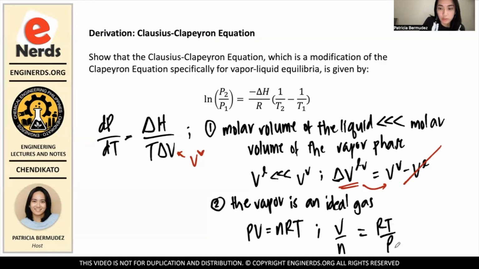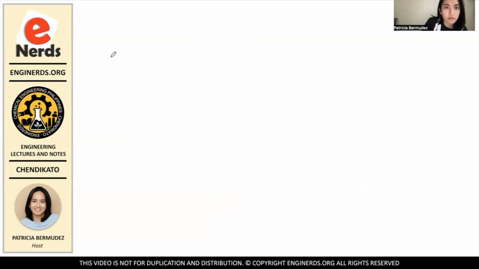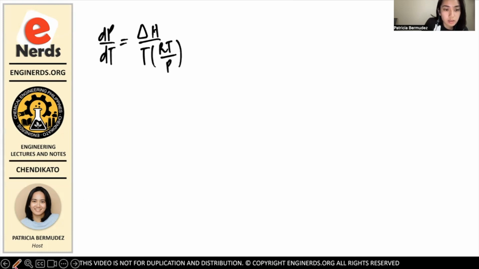And what we're going to do next is substitute this. And this one is equal to this here in this equation. Okay? Which is equal to VV. Now we just have to substitute this value or this fraction here into the Clapeyron equation. So therefore, the equation becomes dP over dT is equivalent to delta H over T, and then our V is equal to RT over P, right? RT over P. Okay, and since there's a fraction here, this one goes to the numerator.